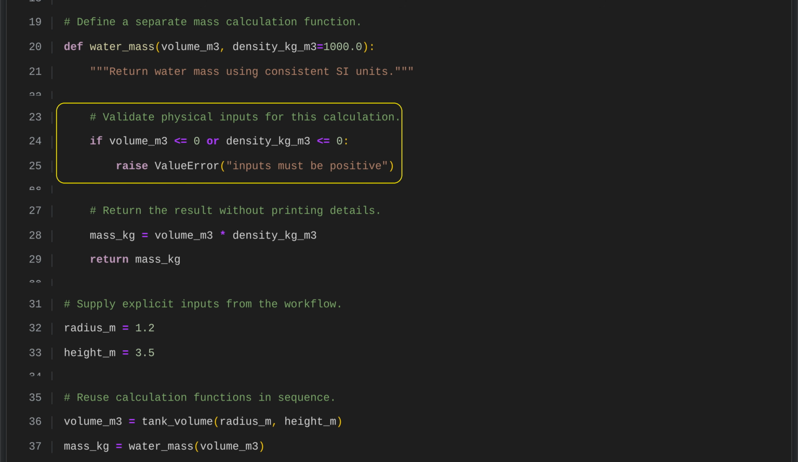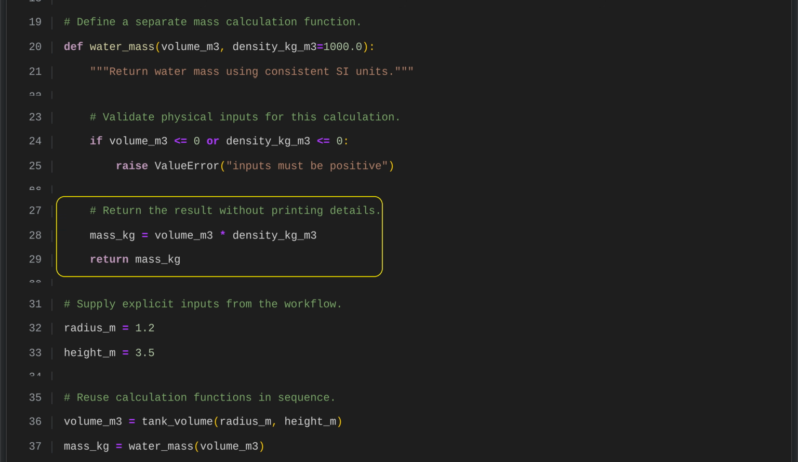The code checks that the volume and density are both positive before continuing. Since 0 or negative values would be physically invalid here, an error is raised if either input fails the check. This prevents unrealistic data from being used in later calculations.